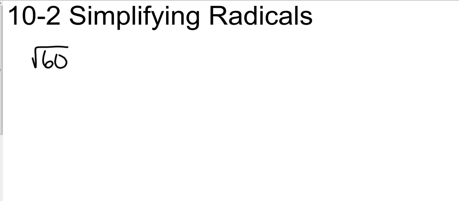Okay, so what's the biggest perfect square that's going to go into 60? 12? Not 25. 12 does, but 12's not a perfect square. Some of you might want to look at your perfect square list that you put in your notebook yesterday. What's the biggest perfect square that's going to go into 60? 4 is the biggest one. Okay, so we're going to factor this to square root of 4 times the square root of 15.